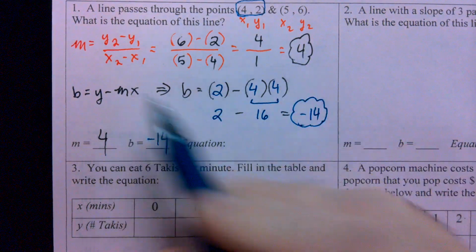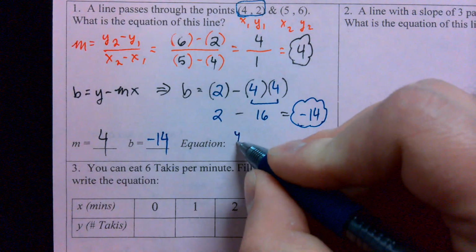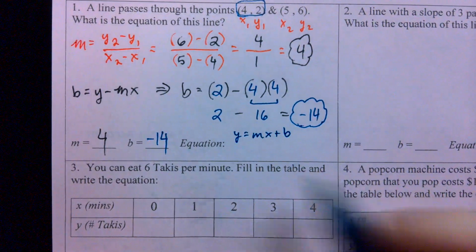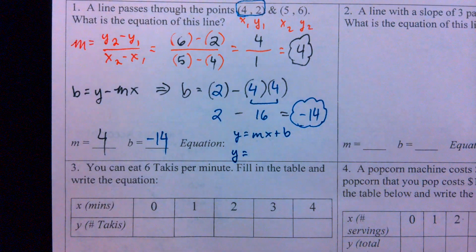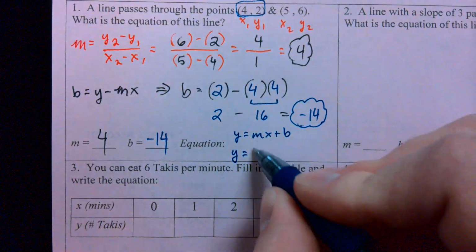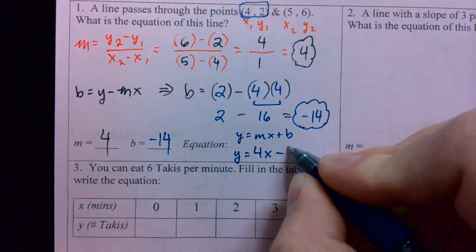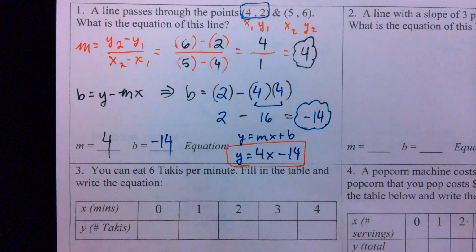Love hearing that. That's great. So m is 4, b is -14. My equation, y equals mx plus b, is y is equal to, what was my m? 4. 4x, what's my b? Negative 14. Boom. There's my equation.